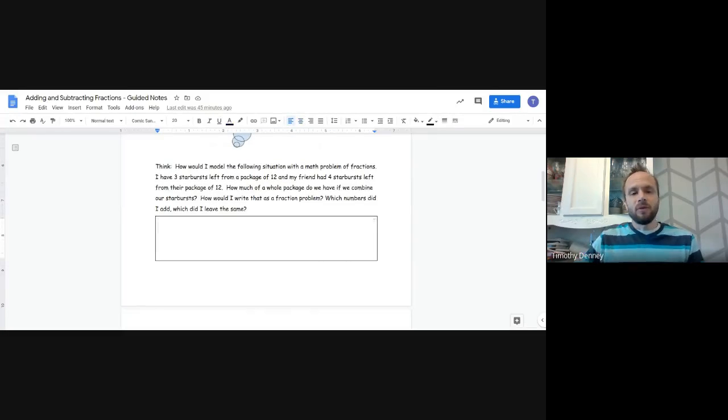All right, I have a few situations here that I want you to model, or that we will model with fractions. Let's say I have 3 Starbursts that I ate from a package of 12, and my friend has 4 Starbursts from their package of 12. We decide we want to combine our Starbursts, and we're curious how much of a whole package we will have if we do so. How can I write that as a fraction problem? And then we're going to talk about which numbers I added and which I left the same.